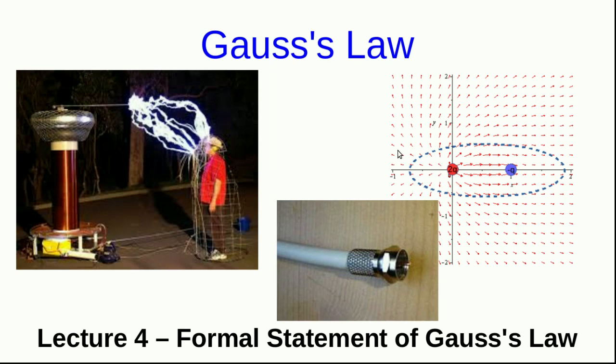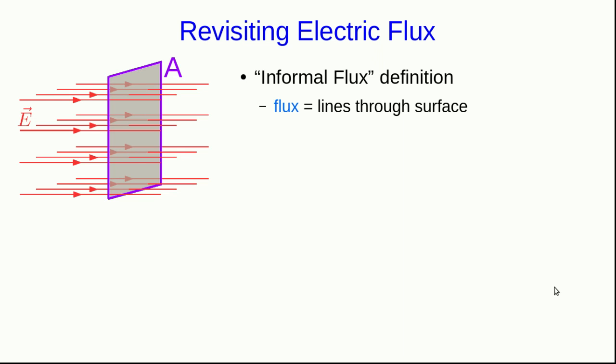We've got an informal statement of Gauss's Law, and we've already been able to use it to do quite a bit. Now we're going to get a formal statement of Gauss's Law, which is very powerful for calculating electric fields in certain situations. The reason our statement of Gauss's law so far is informal is that our definition of electric flux is very informal. We've defined it so far as simply the number of lines passing through a surface.